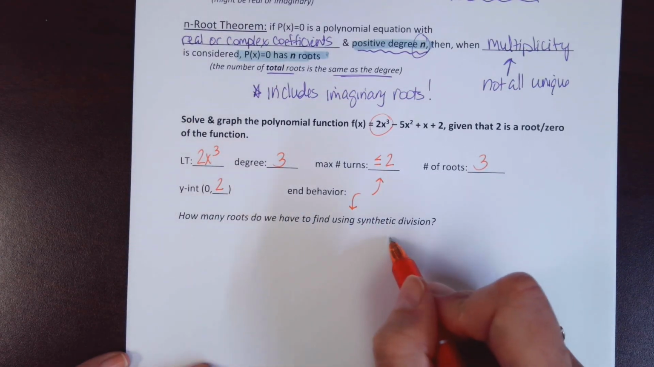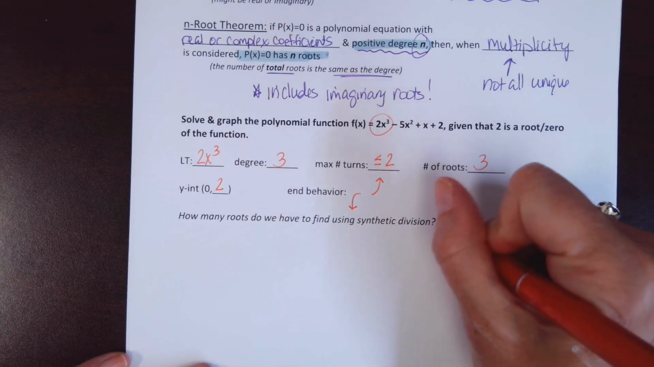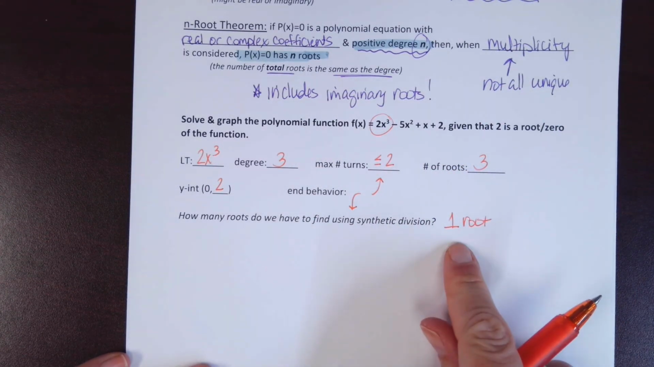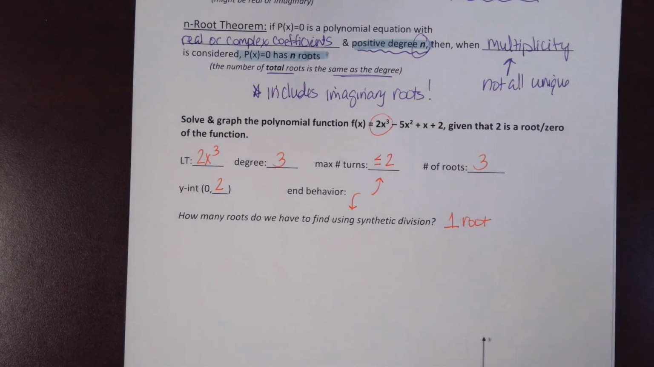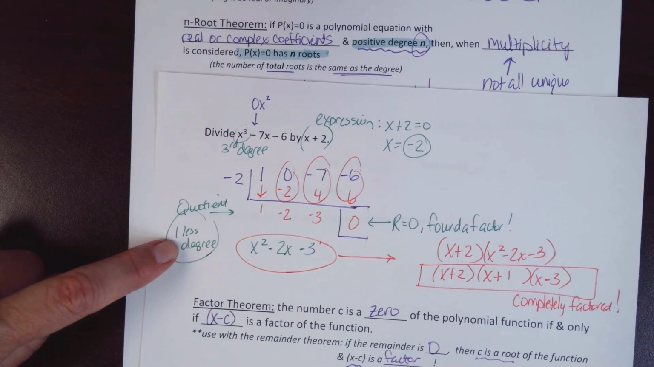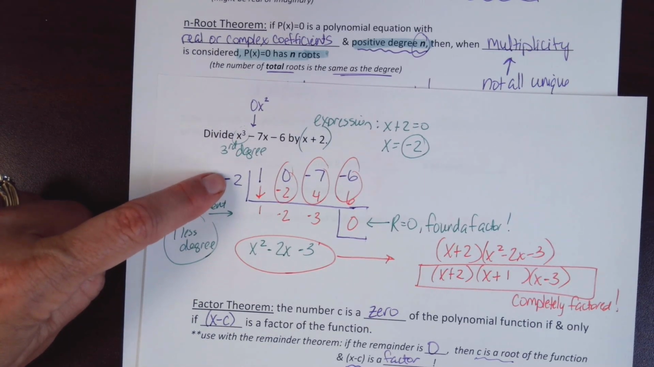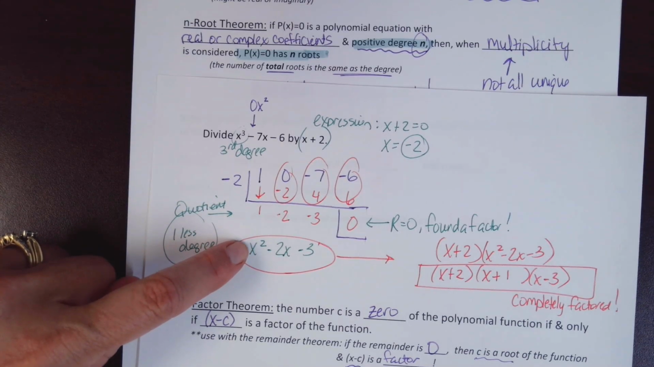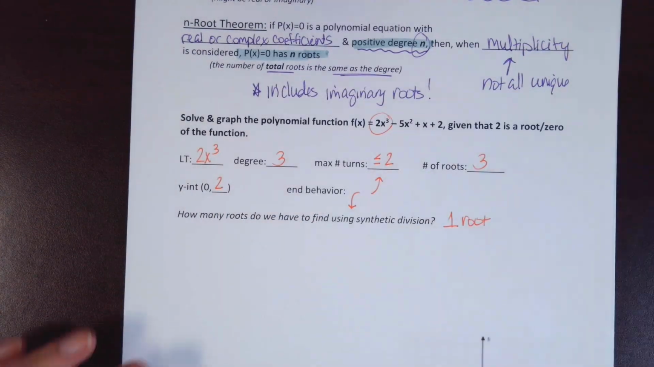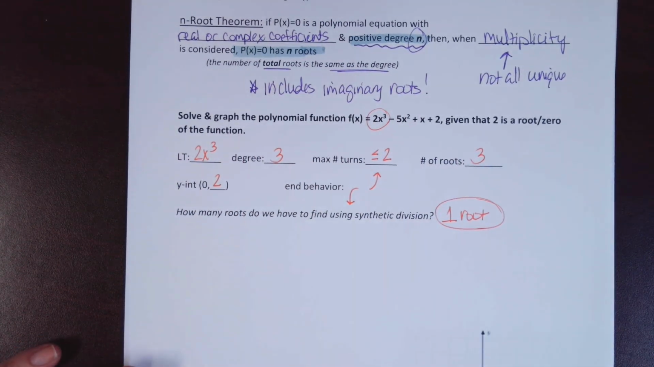How many roots do I have to find using synthetic division? Well, it's 3rd degree, so if I find 1 root using synthetic division, my quotient will be squared. Remember when we were doing that division, whatever my degree was, I divide out 1, so the quotient gives me 1 less as the degree. So if I find 1 root using synthetic division, then my remaining quotient is squared, and I can just factor that out. So if it's 3rd degree, I only have to find 1 root using synthetic division.